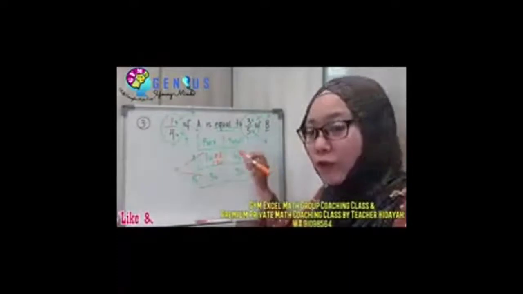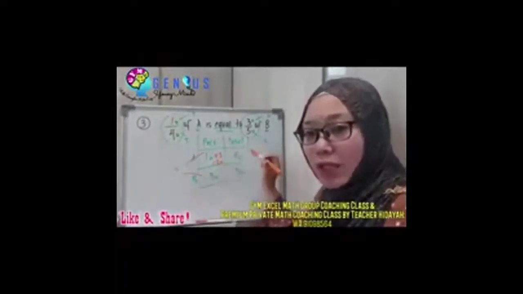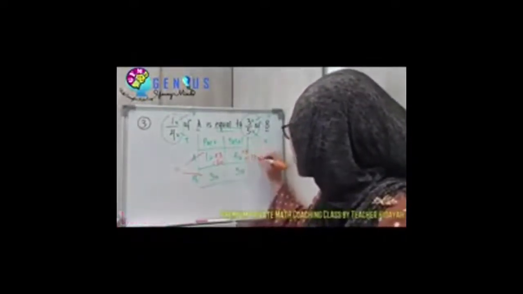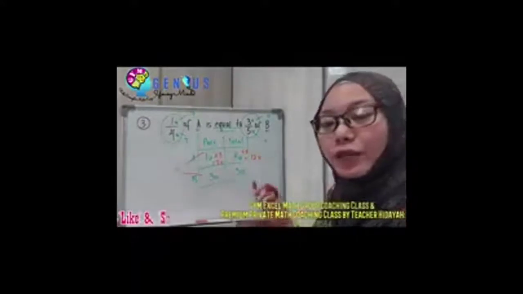Whatever I do to the part, the total will be affected. Whatever I do to the row here, the next box in the same row will be the same. So here is 12 units. Now from there you can solve the question.